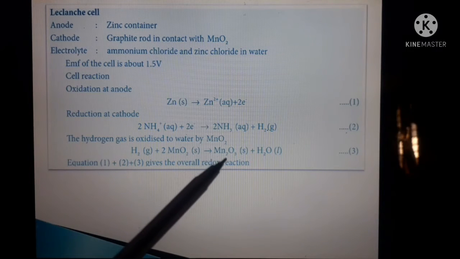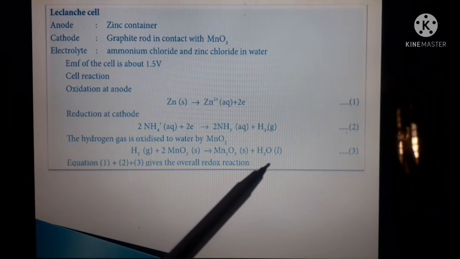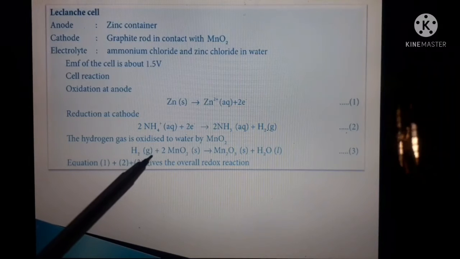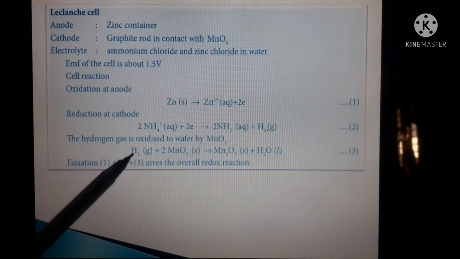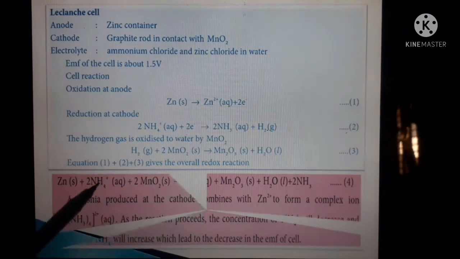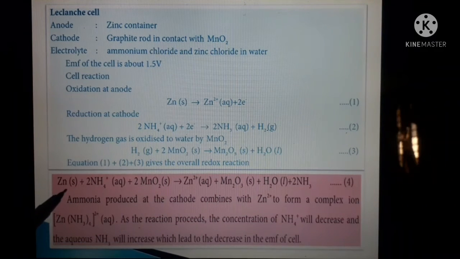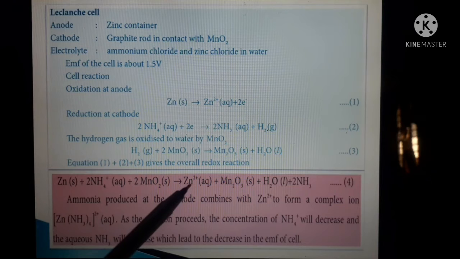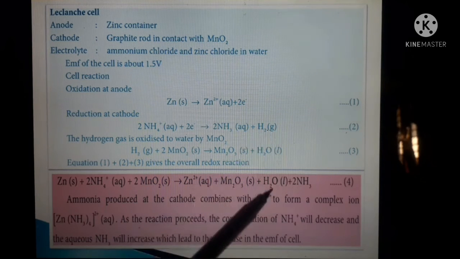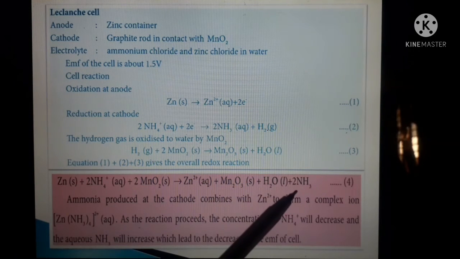Mn2O3, it changes to another compound and H2O. So this is the additional reaction because we reduce the hydrogen gas. Okay. Next, the whole reaction: zinc metal and then ammonium ion and then manganese dioxide gives zinc ion, it changes to zinc ion because of loss of electron, and then Mn2O3 and then H2O and then ammonia.